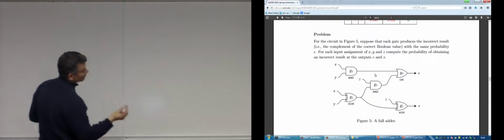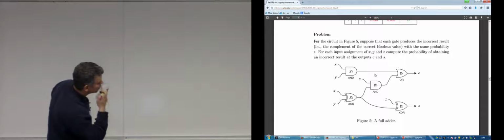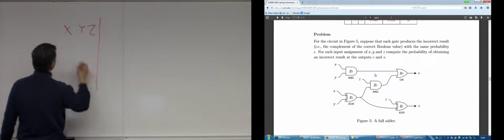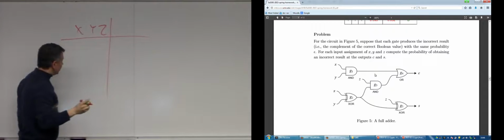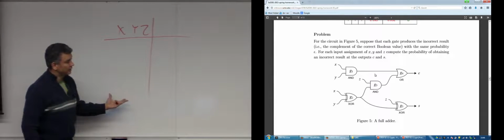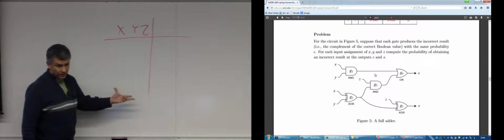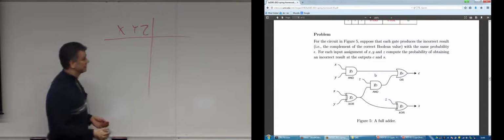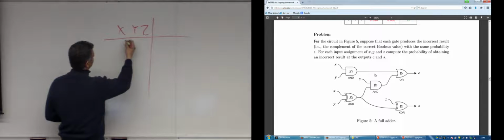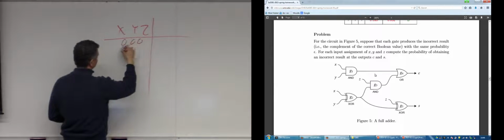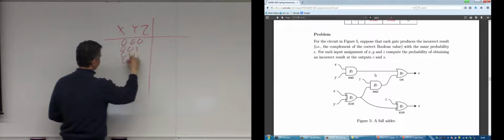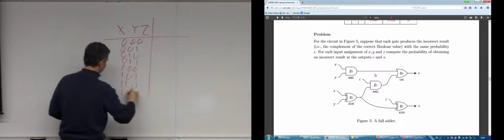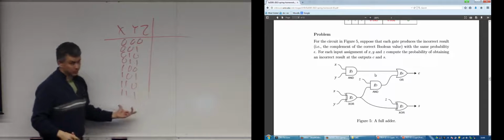In this case, we have three inputs, x, y, and z. The truth table is simply a way of describing the output of a circuit, or the function that the circuit implements, by listing all possible input combinations. It's 0 and 1 in binary, so we would list them all. We start at 0, 0, 0. So these are all possible input combinations.